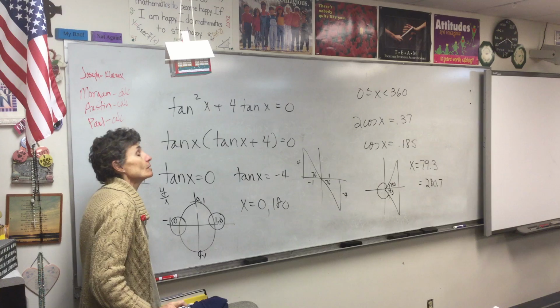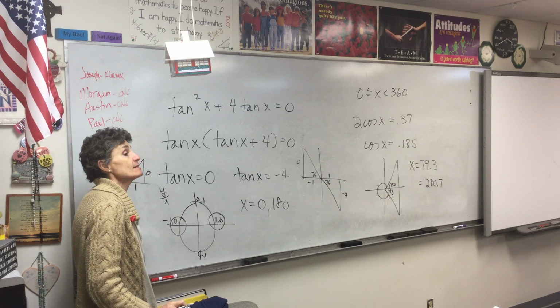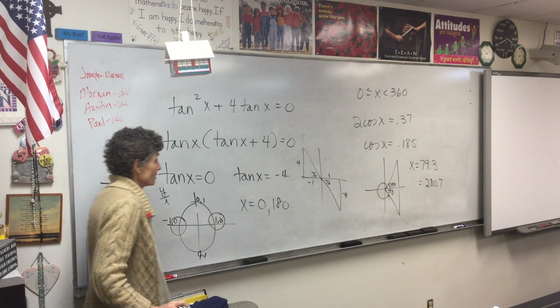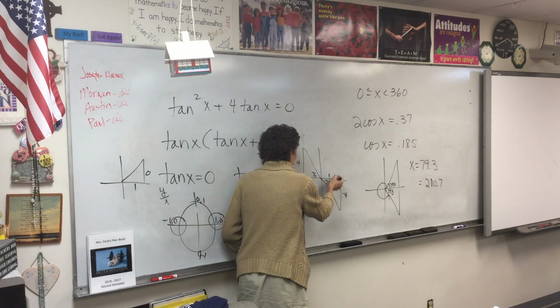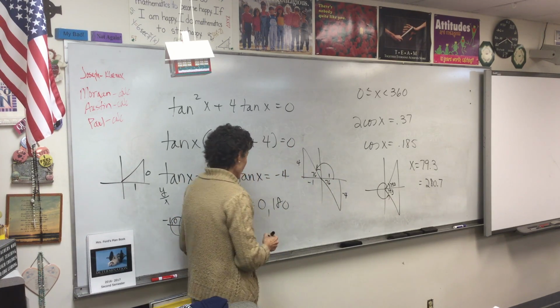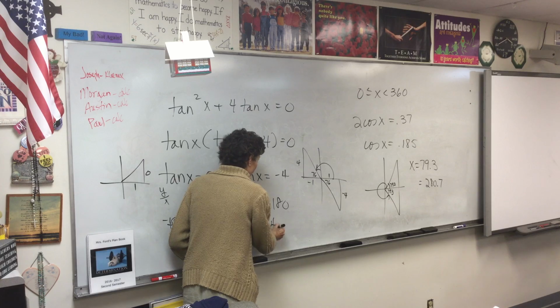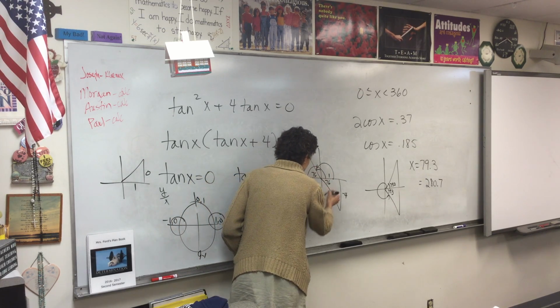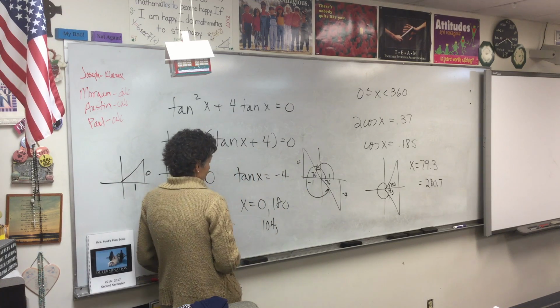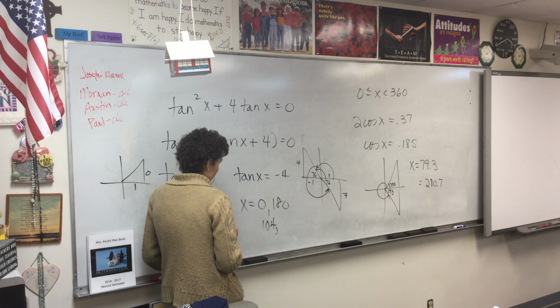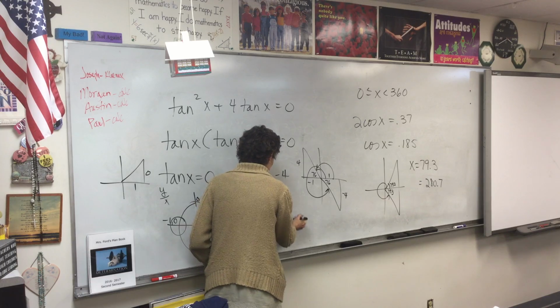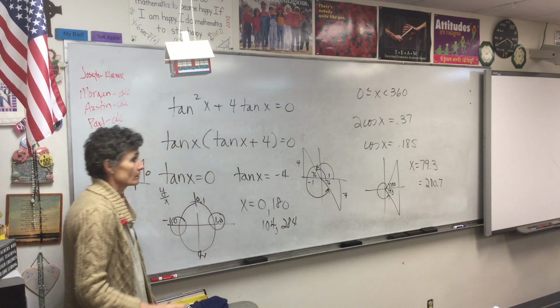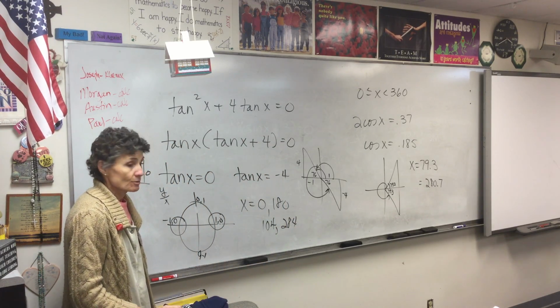360 minus 76. 76 is not an answer. The answers are this, 180 minus 76, which would be what, 104? And this, 360 minus 76, which is what, 284? And there are the answers to the question.